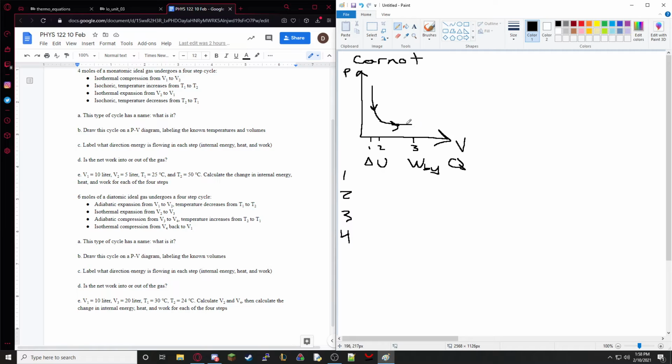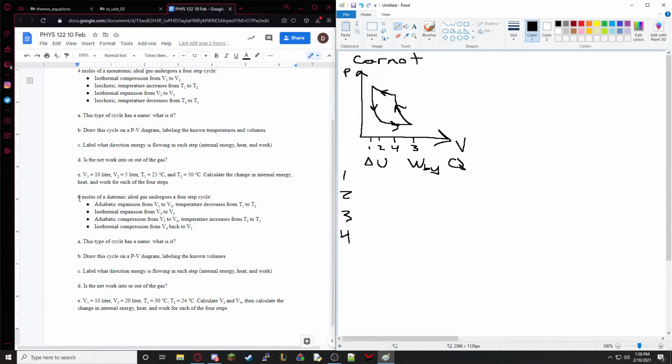It's going to be a steep curve going up, so from the right to left. Yep, so it's going to look something like this. And then our last step is our isothermal compression, where we're going to go back to V1, and this is going to look something like that. So this is what our Carnot cycle is going to look like.